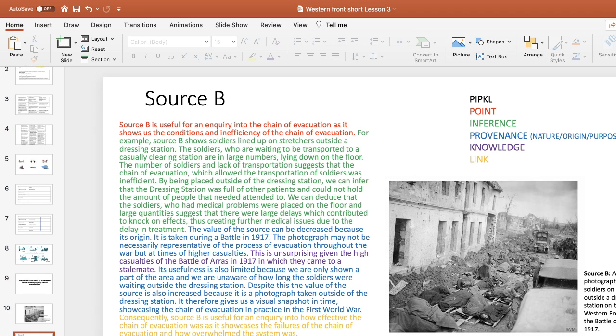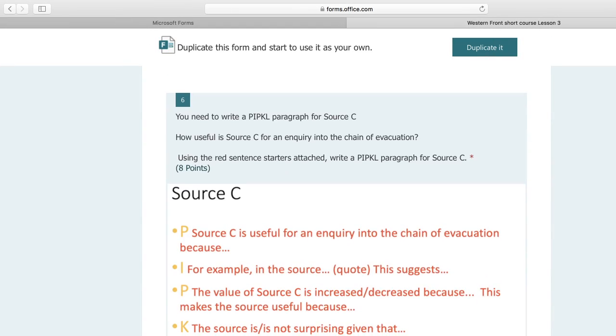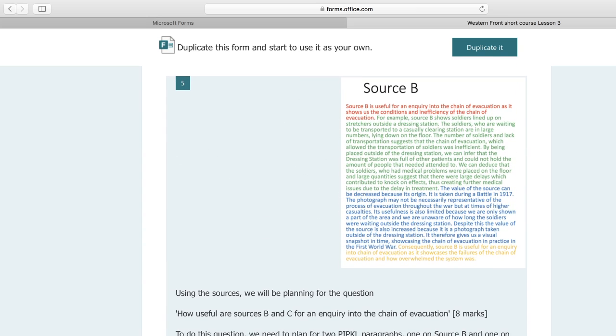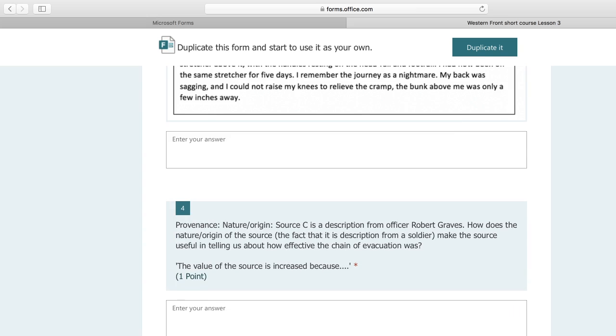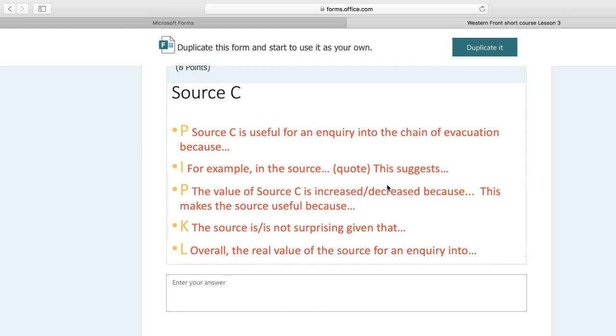So that's what a paragraph can look like. And all you have to do is to write your paragraph for source C. So how useful is source C for an inquiry into the effectiveness of the chain of evacuation, and then you use the sentence starters to write down your answer as you normally would. Okay, thank you.